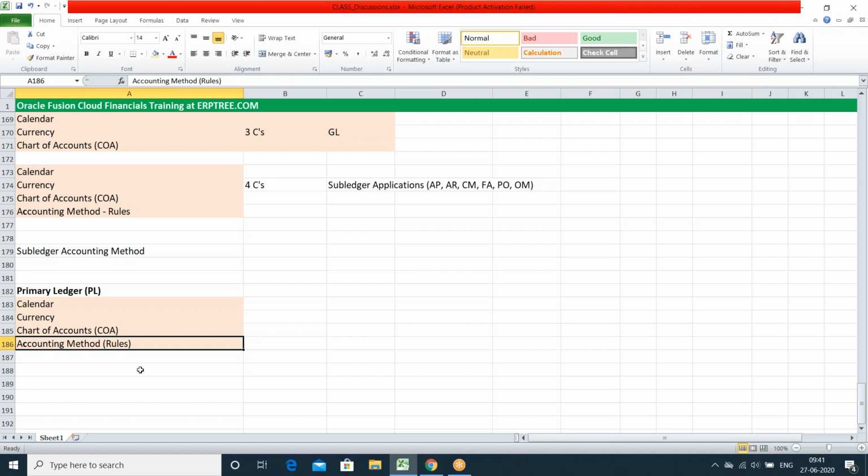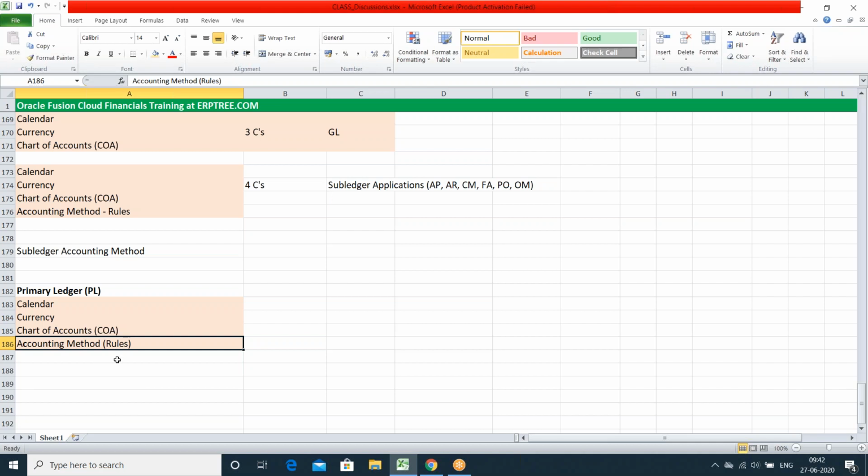Don't try to understand now, simple point. Now we are not discussing it. We have a separate session on accounting method. I'm just trying to throw some light on it. The system will create the accounting entries; how it creates them, we'll see and discuss in the application. For now, take the simple point: there will be rules inside of the accounting method to generate the accounting entries in the subledger application.